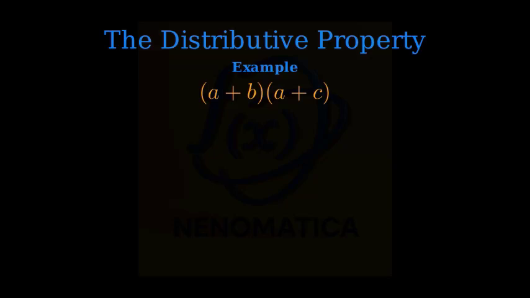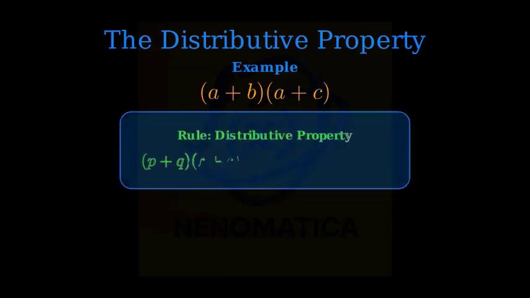The distributive property tells us that we need to multiply each term in the first parenthesis by each term in the second parenthesis. Let's apply this rule step by step.